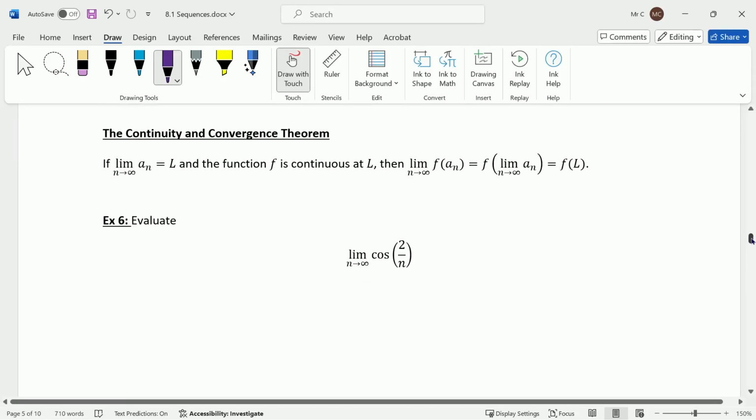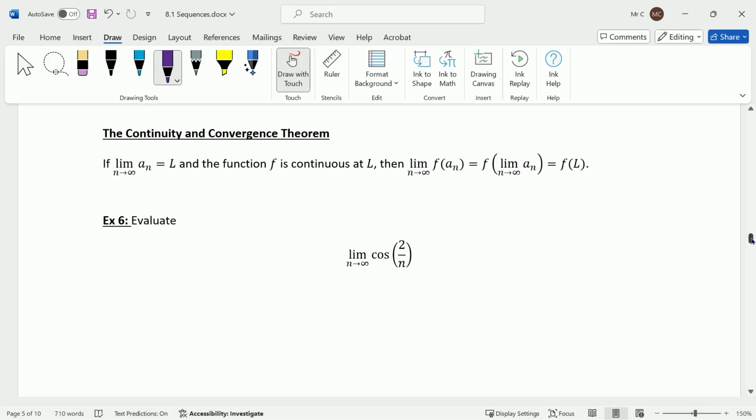Okay, so let's consider another theorem, the continuity and convergence theorem. This says that if the limit as n goes to infinity of a sub n is L and the function f is continuous at L, then the limit as n goes to infinity of f of a sub n equals f of the limit as n goes to infinity of a sub n, which is f of L. In other words, what this says is, if f is a continuous function, you can move the limit inside the function. That's what we're doing here.